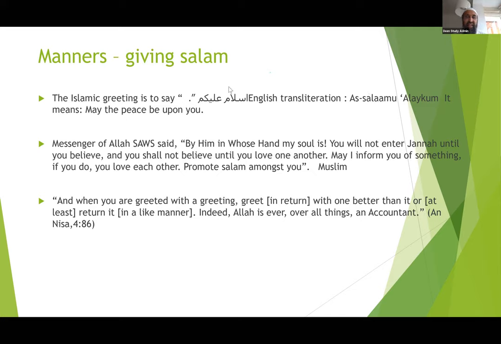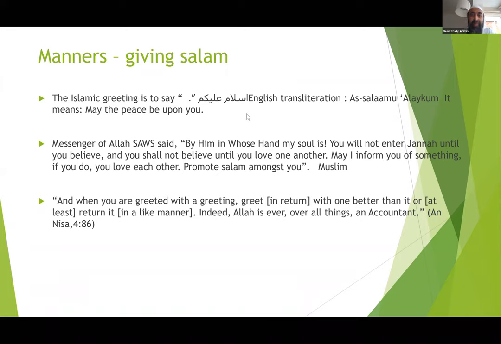Okay, so the Islamic greeting is to say Assalamu alaikum. It means may peace be upon you. So it's got a meaning, hasn't it? You see somebody, you say hello, hi, how's things? But this is peace be upon you. You're making a dua for them, aren't you? You're saying something that actually has a meaning, that I'm hopeful that you're in a peaceful situation. And salam is one of the names of Allah subhanahu wa ta'ala. So it's really good to say that.